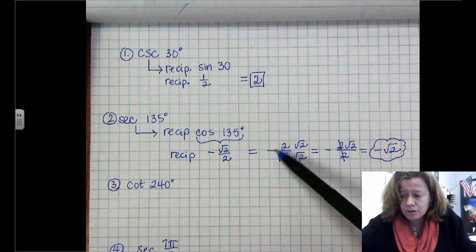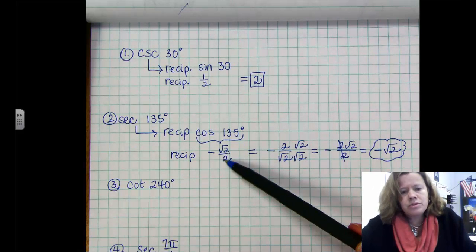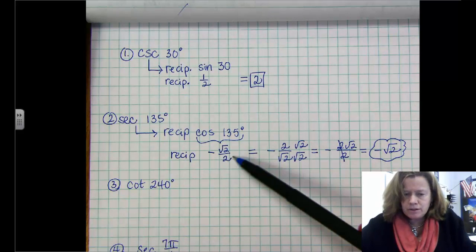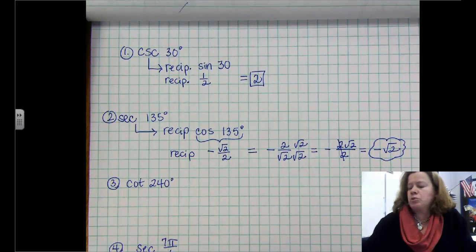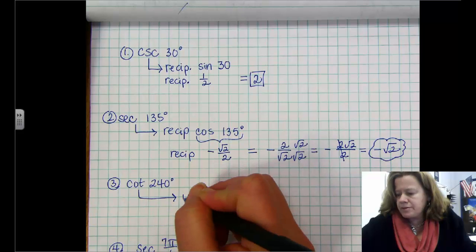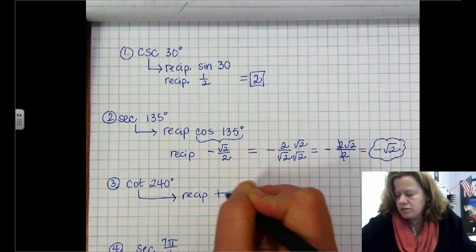Again, notice it's going to be a little bit of work, so you want to make sure you know your unit circle very well so that you can spend your time on the new work, not on the old stuff that you should know by now. Okay, a couple more. Cotan 240. Well, cotangent is the reciprocal of tangent.